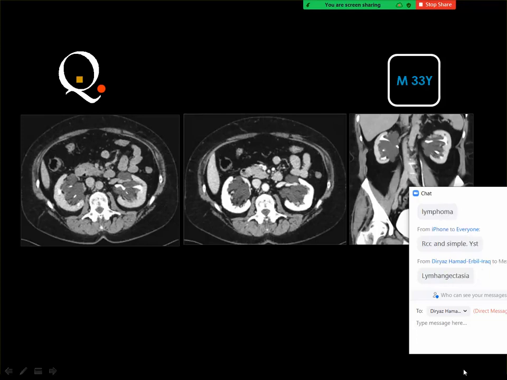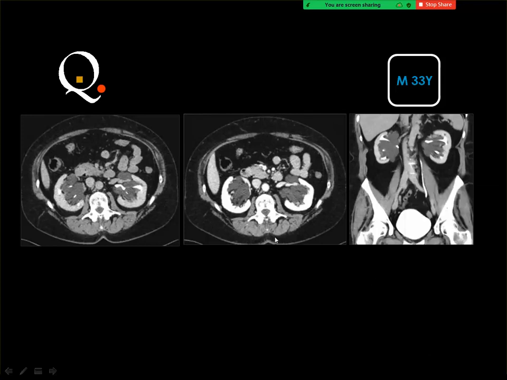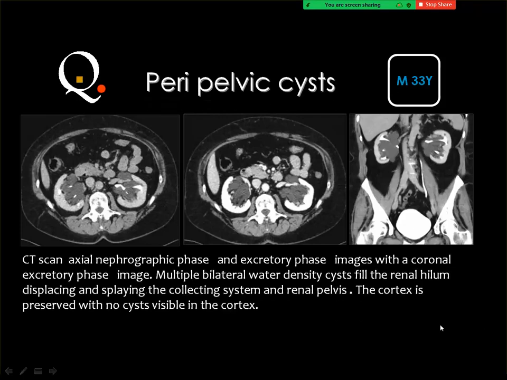No, this is not lymphangiectasia. The answer is parapelvic cyst or peripelvic cysts. In cases of lymphangiectasia due to obstruction of the renal lymphatics, you get fluid in the perinephric space as well as in the renal hilum. But this is cysts filled with fluid going in between the calyces, and these are peripelvic cysts.